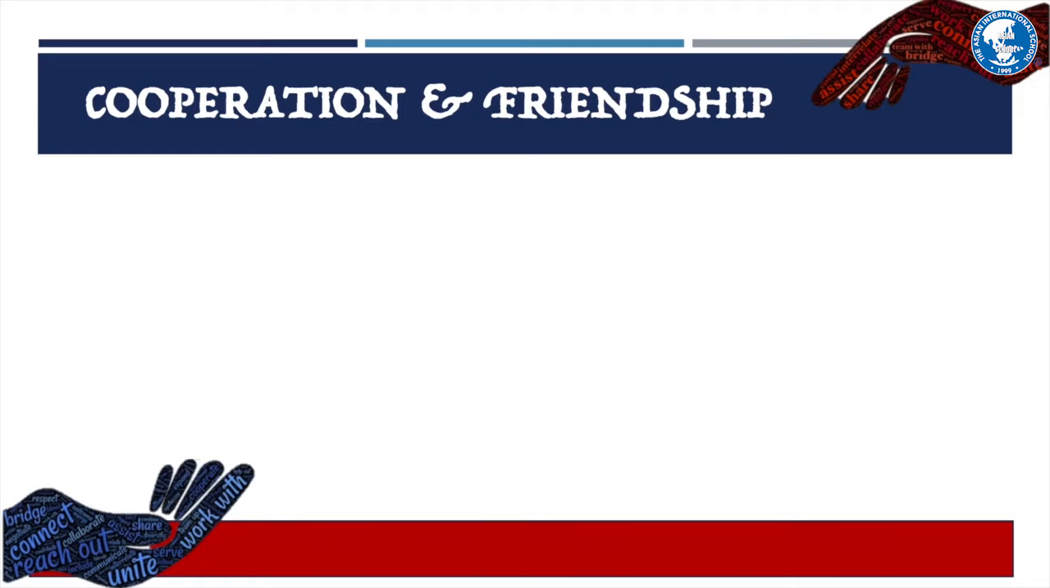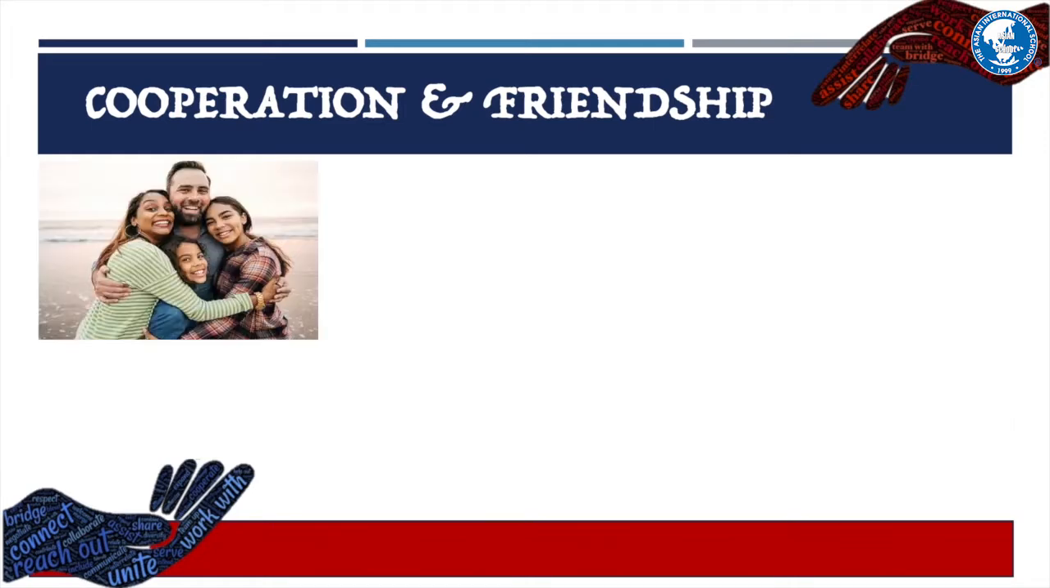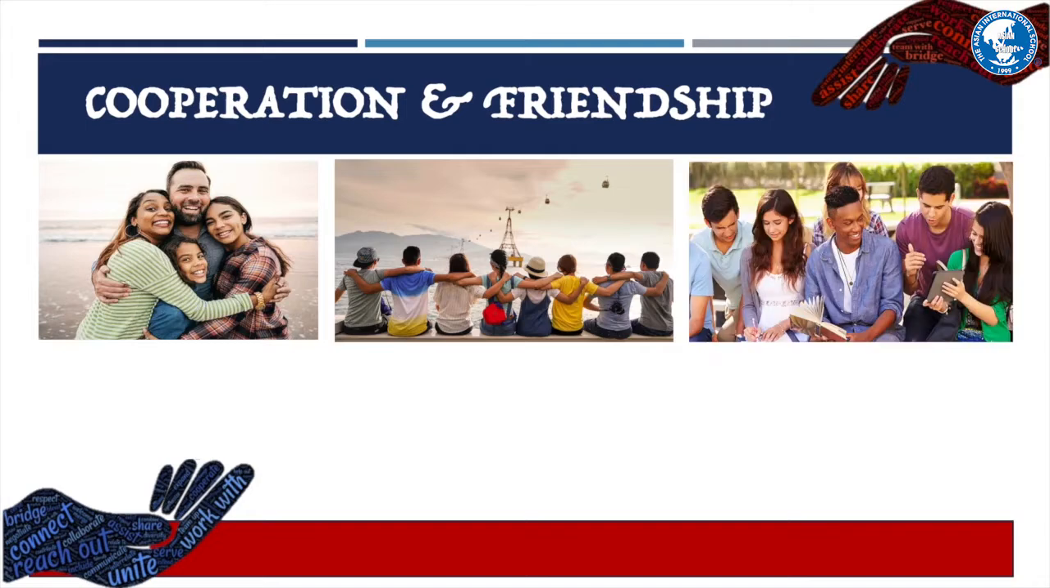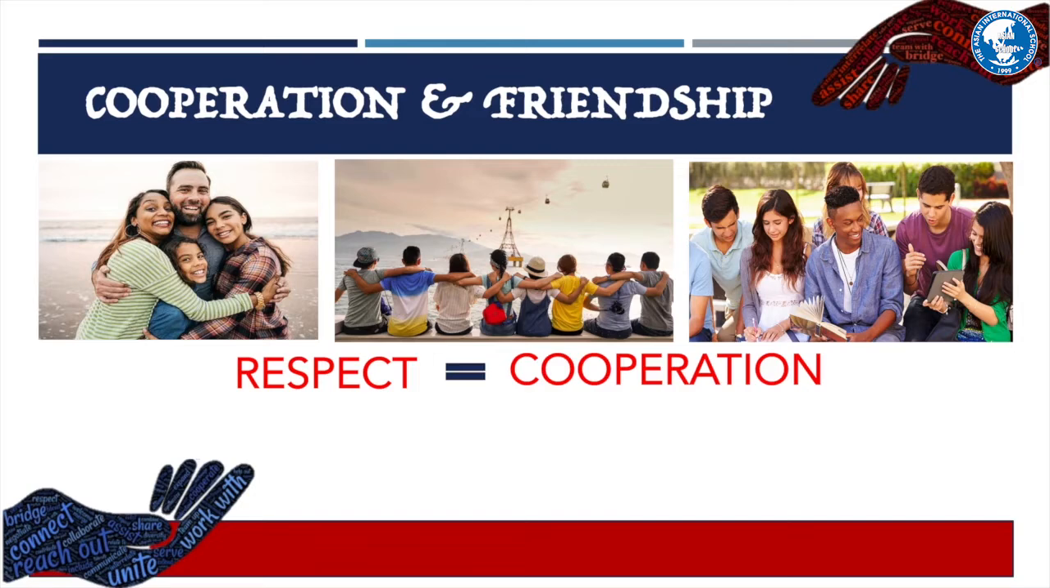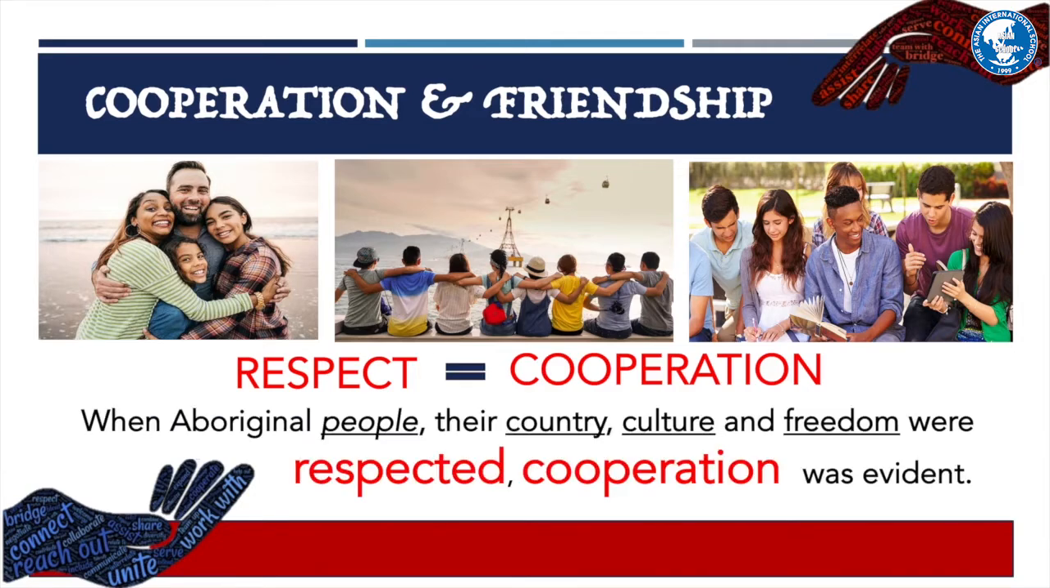But how? It's the same thing with any relationship, in your family, with your friends, and even classmates. One of the factors why we have a good relationship is respect. We need each other's respect, because without that, you won't have a healthy relationship and you won't expect them to cooperate with you. So in Australia, when Aboriginal people, their country, culture, and freedom were respected, cooperation was evident.